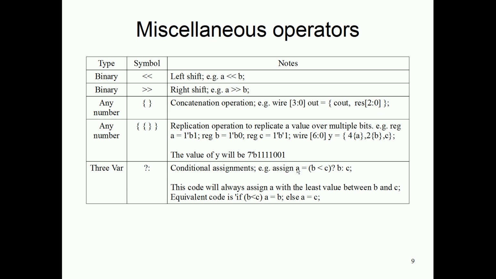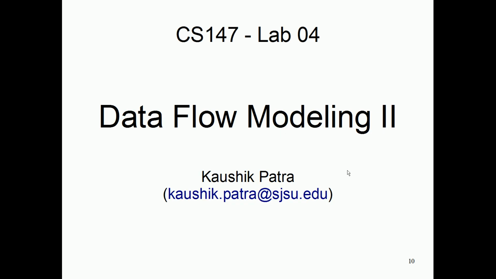And of course we have the conditional assignment like in C or Java, for example A equals B less than C, question mark, B, colon, C. That means if B is less than C, if this is true, then assign B to A, else assign C to A. Okay, so I think this is all we need to know about data flow modeling. It's the backbone statement, the assignment statement. With different operations and combinations, we model data flow between different elements in Verilog: different registers, operations, nets, and their relationships.